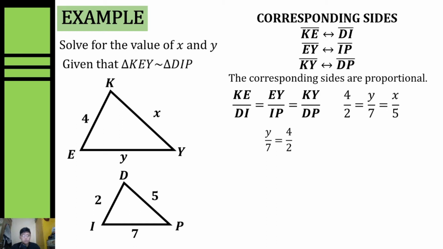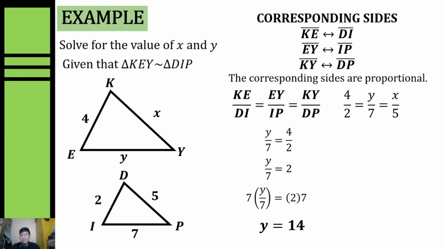Okay, let's pair one of the variables with the complete fraction, which is 4 over 2. So, Y over 7 is equal to 4 over 2. Now, let's simplify 4 over 2. That is equal to 2. Then, let's solve for the value of Y by multiplying both sides by 7. So, Y is equal to 14.